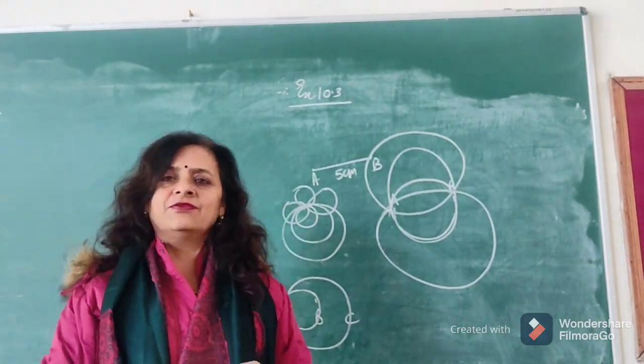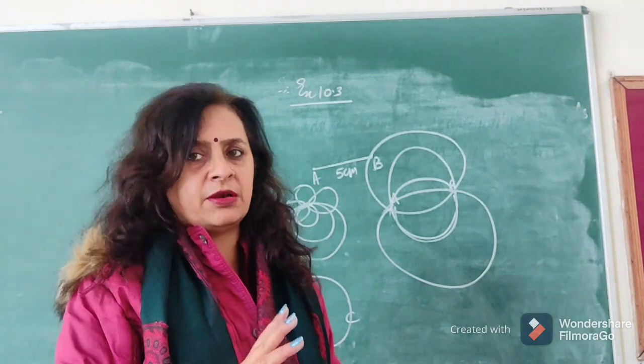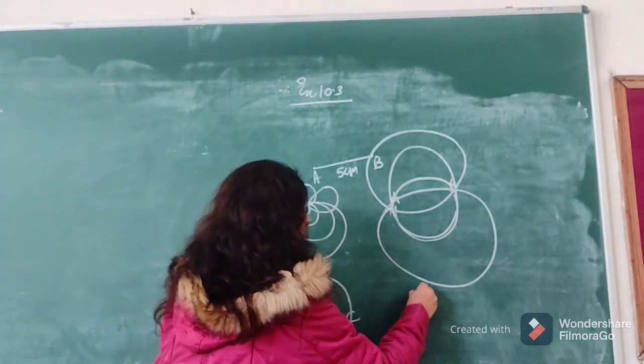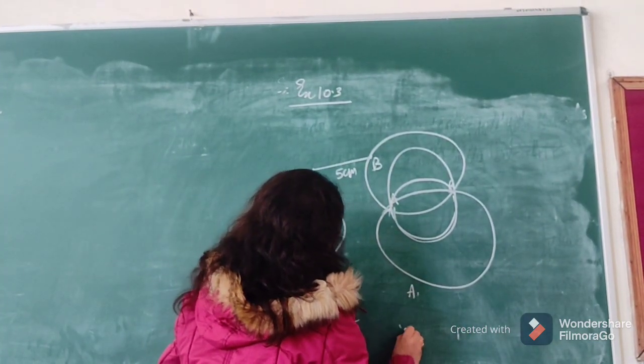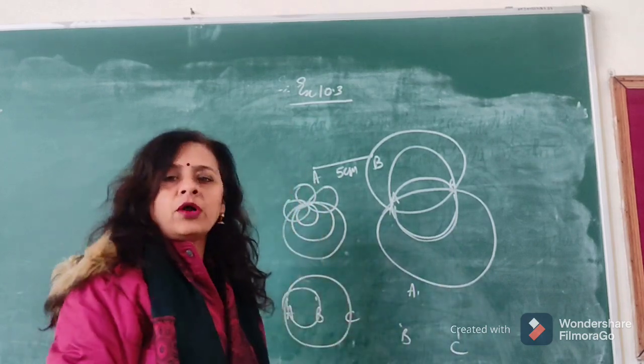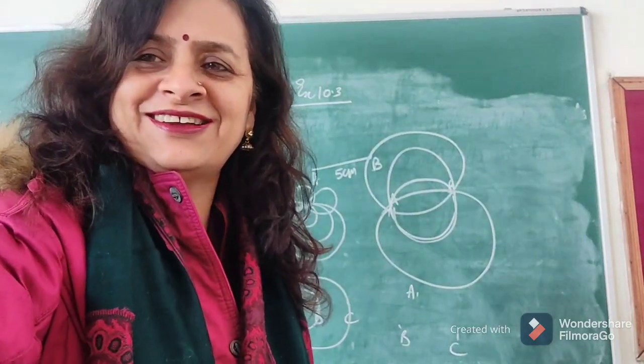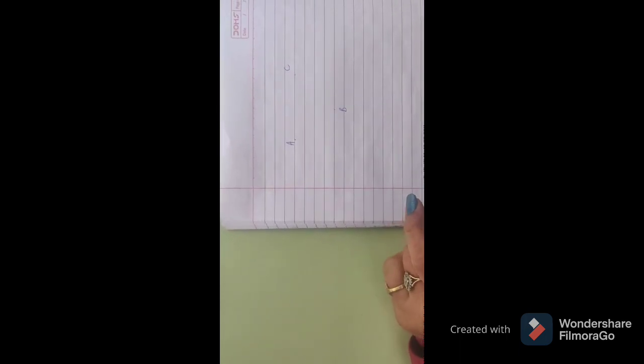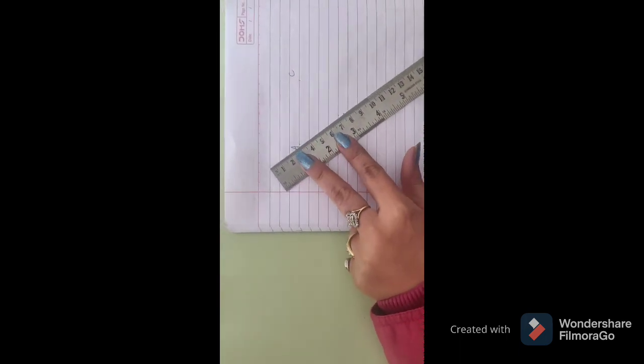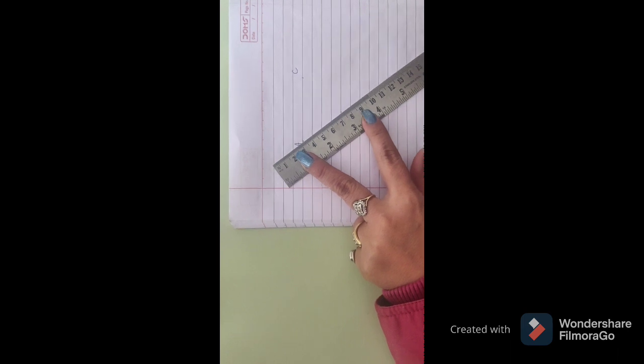What will happen if we take 3 non-collinear points? Non-collinear points are those points which do not lie on the same line. What will happen? Let's check. We are taking 3 non-collinear points, points A, B and C, and let's join them.